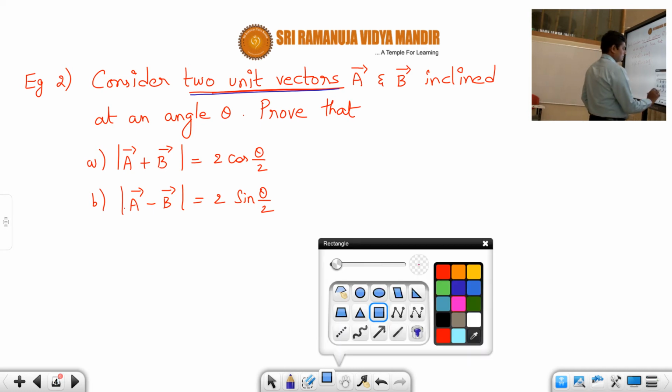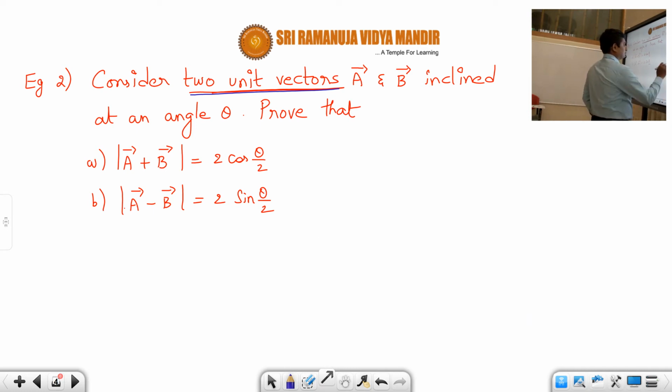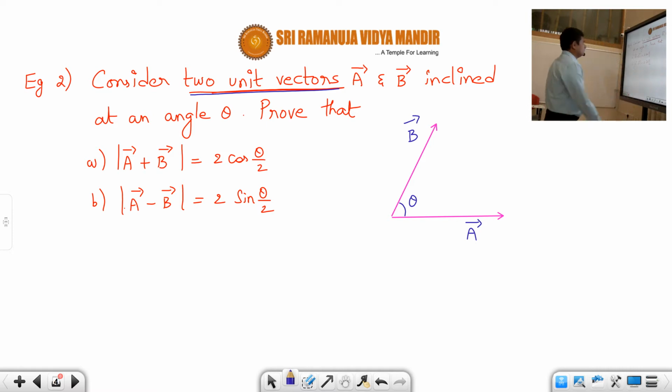So let us see, students, here. Suppose we have two vectors. Okay, students. Let us say this is a bar and this is b bar inclined at an angle of theta. Now their magnitudes are 1, students. The a vector magnitude is 1, the b vector magnitude is 1. Now they are asking us to prove the magnitude of a bar plus b bar.